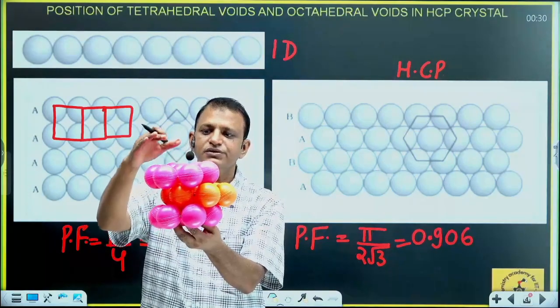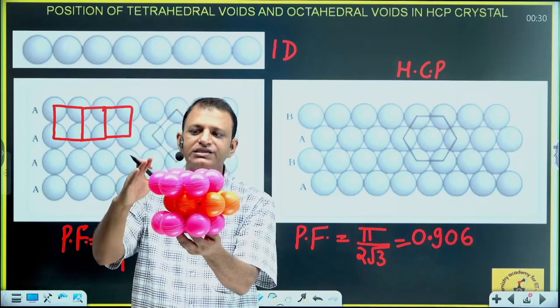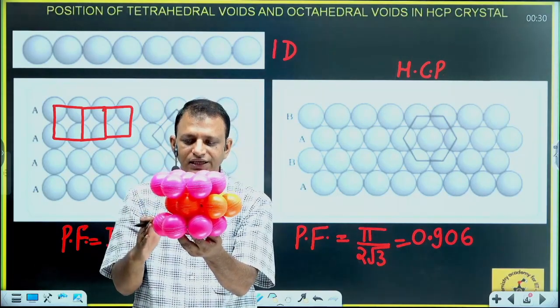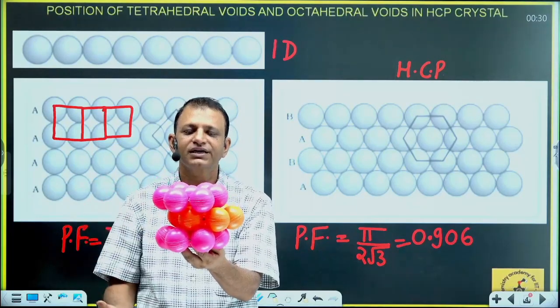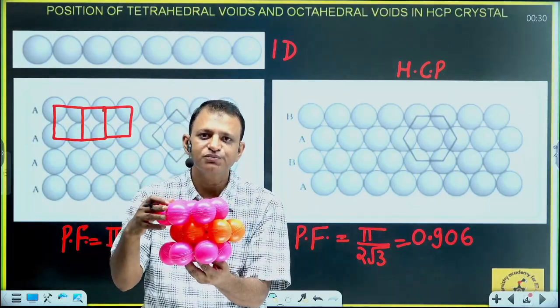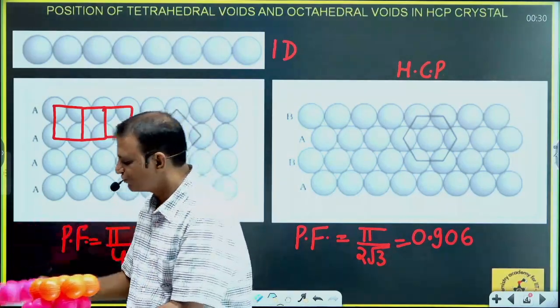Since the position of the atoms in the first layer and third layer are the same, these layers are known as A layer and A layer. So ABA type of packing, that is hexagonal close packing of 3 dimension. Let me explain it better.